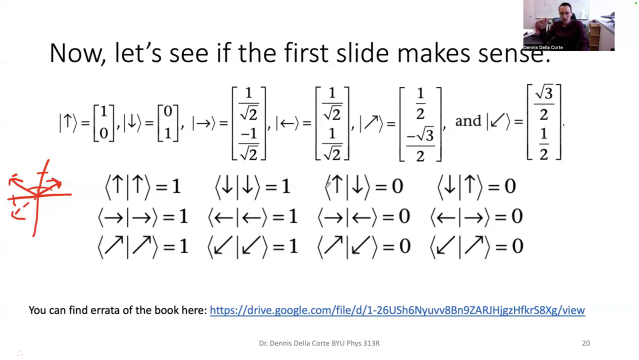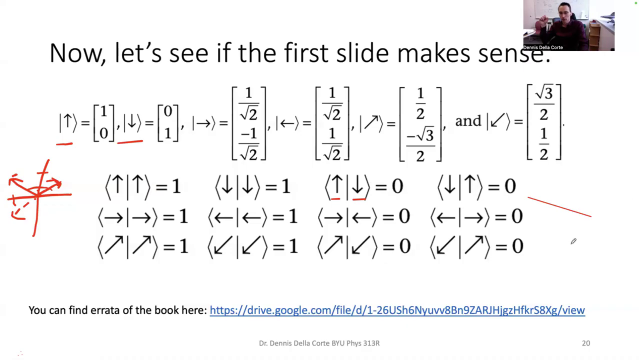And what's up with these guys here? Well, here we have the combination of the two orthogonal basis vectors. So they are orthogonal to each other, so their bracket product is equal to 0. So whenever you have two different basis vectors opposing each other, it's 0.